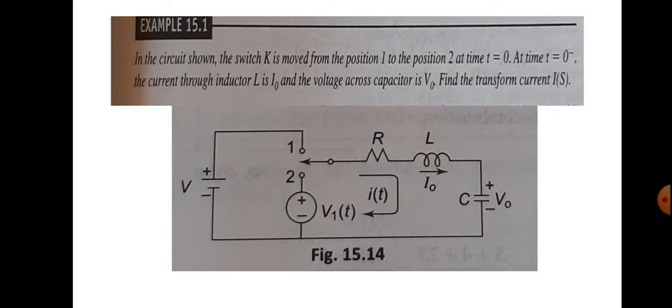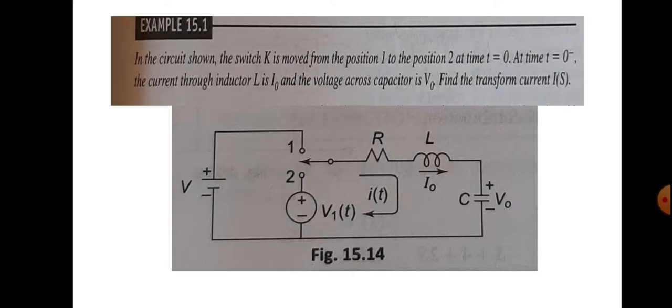In the circuit shown, the switch K is moved from position 1 to position 2 at time t equal to 0. At time t equal to 0 minus, the current through the inductor L is I0 and the voltage across the capacitor is V0. Find the transform current I of S.